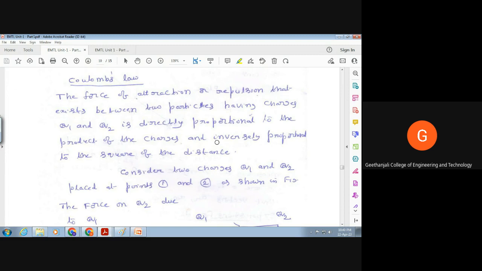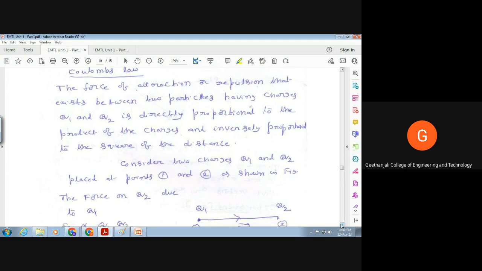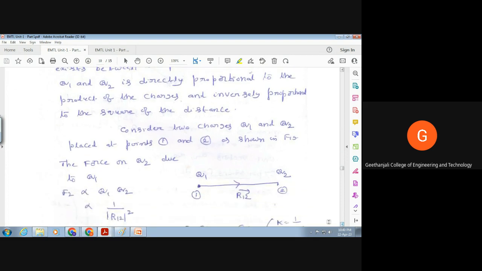According to Coulomb's law, the force of attraction or repulsion that exists between two particles is proportional to the product of the charges and inversely proportional to the square of the distance. For example, let us consider 2 point charges Q1 and Q2. Q1 is placed at point 1, Q2 is placed at point 2. The vectorial distance between 1 and 2 is R12.